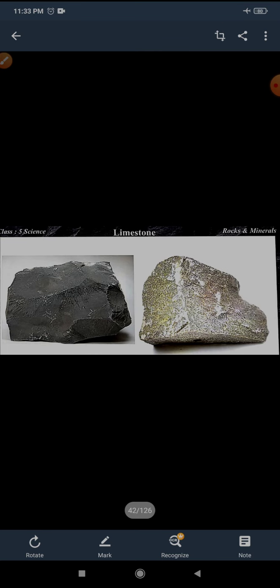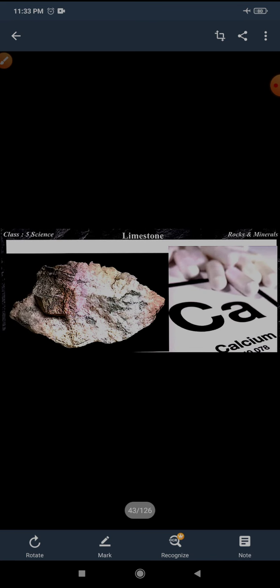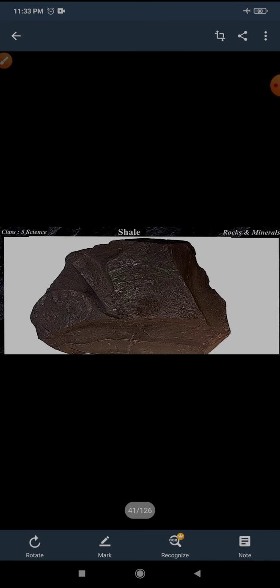Now the next is shale. What is shale? Shale is made up of solidified clay and comes apart in thin layers. It is used in making brick and cement.